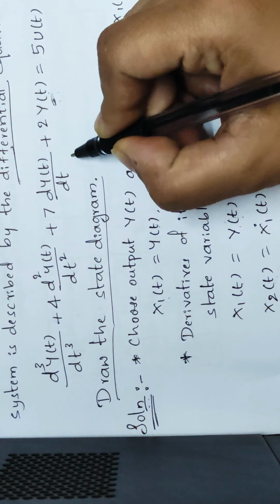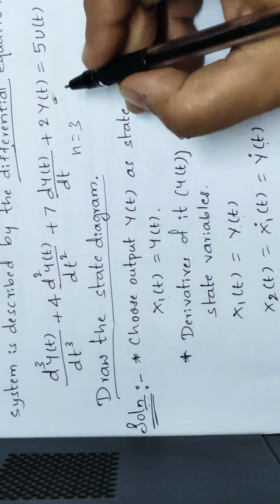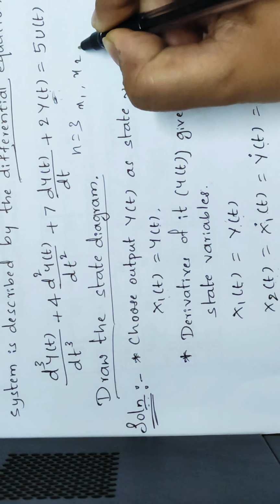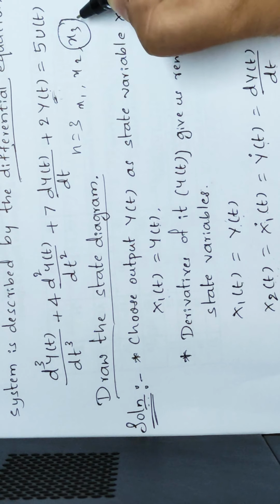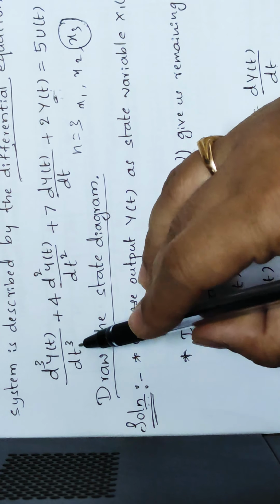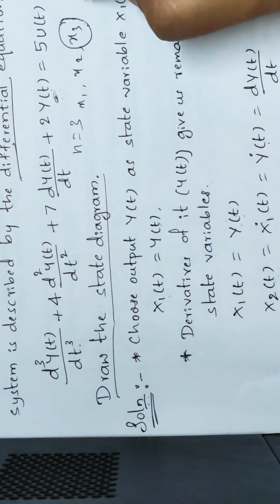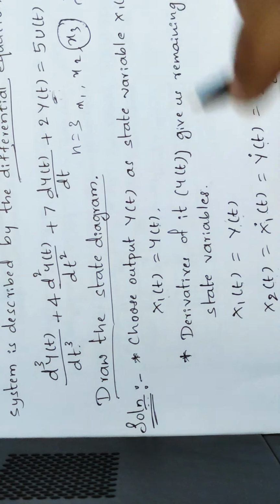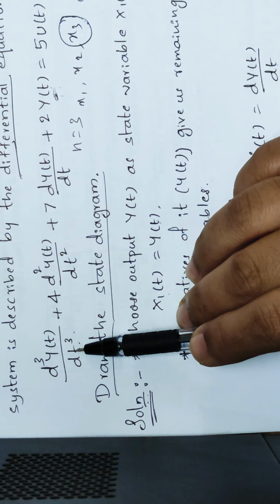Here the order n is equal to how much? The order of the equation is 3. Hence we have to write x1, x2 and x3. Whatever the last variable is, we have to write the equation for it. So here the last variable is x3. So write x3 dot from the equation. Don't write x4 here. Getting all of you?